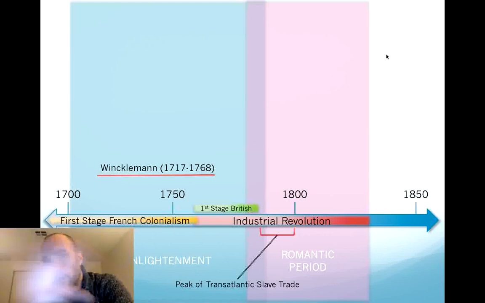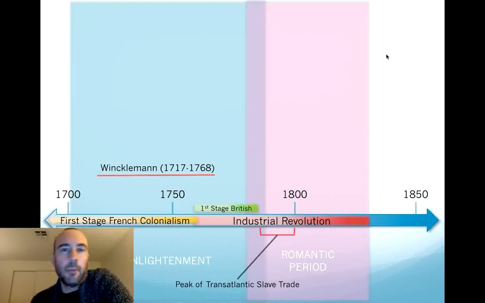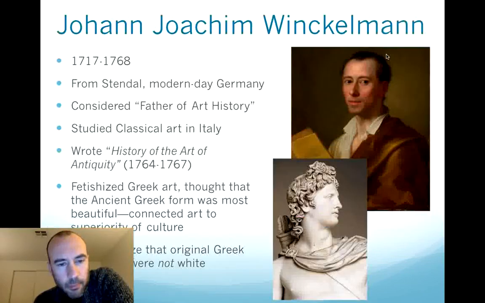Okay, so that sort of frames what's going on here. The first character we're going to talk about is Johann Winckelmann, who was a German, although there wasn't exactly a Germany as we know it today at that time. So there's a lot of Johanns here. This is one of the Johanns, Johann Joachim Winckelmann, living in the first half of the 18th century.